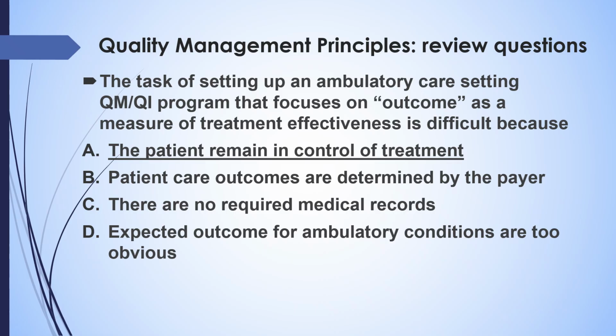The task of setting up an ambulatory care quality management or quality improvement program that focuses on outcome as a measure of treatment effectiveness is difficult because, in ambulatory care settings, the patient remains in control of treatment. Patient care outcomes are determined by the payer. There are no required medical records. Expected outcomes for ambulatory conditions are too obvious. So here in ambulatory care settings, the majority of patients remain in control of their treatment. That is why outcome as a measure of treatment effectiveness is difficult in ambulatory care settings.